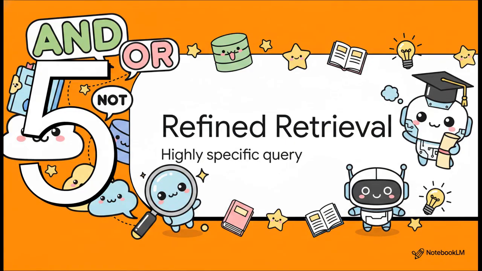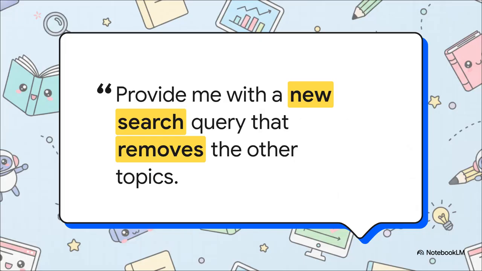And that leads us to Section 5, Step 3, Refined Retrieval, generating highly specific Boolean queries. So we know what niche we want now, right? But we still need to translate that human preference back into the language that the database understands. So you give your AI intern this crucial follow-up prompt. You say, I am interested in subtopics 2 and 4. Provide me with a new search query that removes the other topics and includes synonyms.